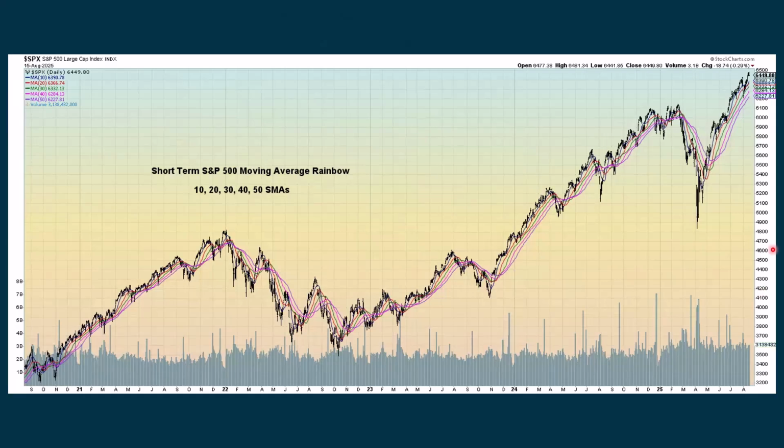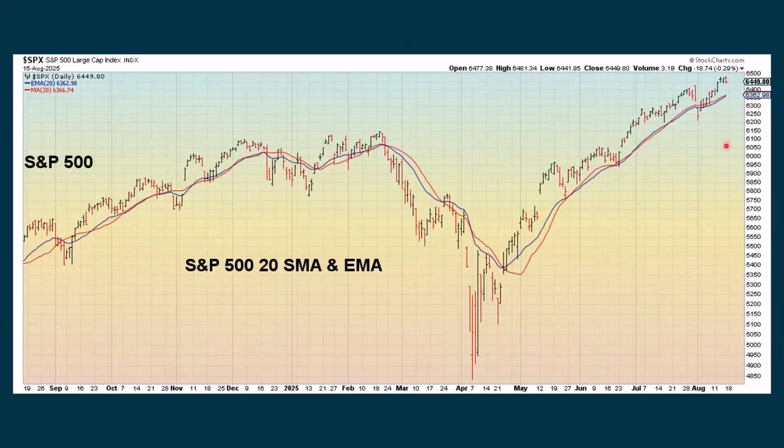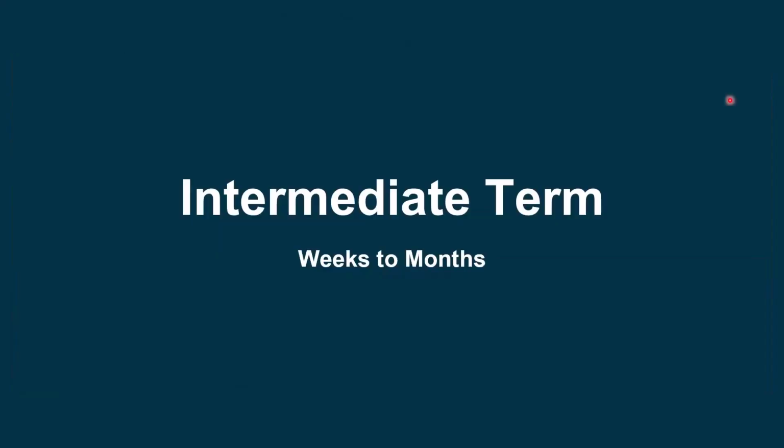Short-term rainbow, this goes from 10 periods up to 50 periods. Price is still above all the rainbow lines, and the rainbow's going up. That's positive in the short term. I'm keeping an eye on the 20-period simple moving average. This comes and goes out of the daily video. If we're getting close to it, I start showing it. But now we're kind of far away from it. Not really, really far, not extreme far. But if we do see a decline from here, I'll put this back into the daily video. But for right now, this just shows that the short-term trend is positive.